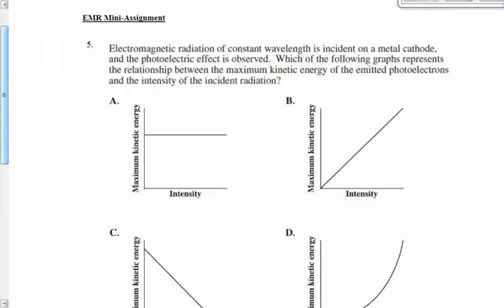5. EMR of constant wavelength is incident on a metal cathode. We want to know the relationship between the maximum kinetic energy and the intensity of the EMR. Intensity is related to the number of photons.